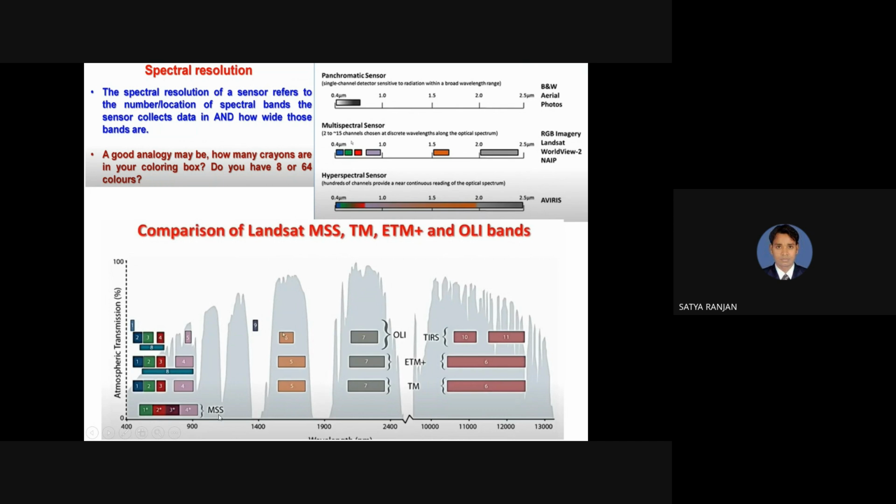So these are some multispectral scanners, and different bands are there. Then thematic mappers, then enhanced thematic mapper, with different bands used for applications. This gap is not useful for different applications.